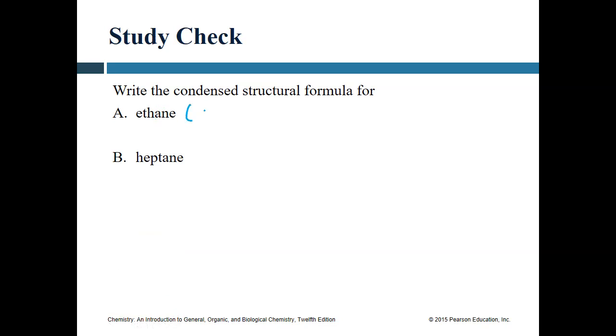Ethane has how many carbons? 2. So the hydrogens: 2 times 2 is 4, plus 2 is 6. So we'd be CH3, CH3. Another little tip here, the ends are always CH3s because they only have one thing that they're bonded to. And so if I only have 1 carbon bond, the other 3 have to be hydrogens.